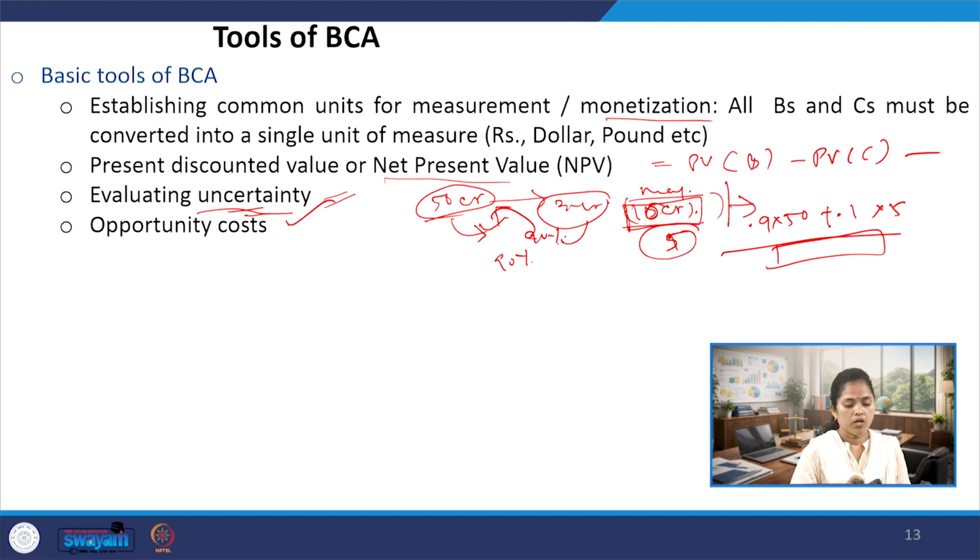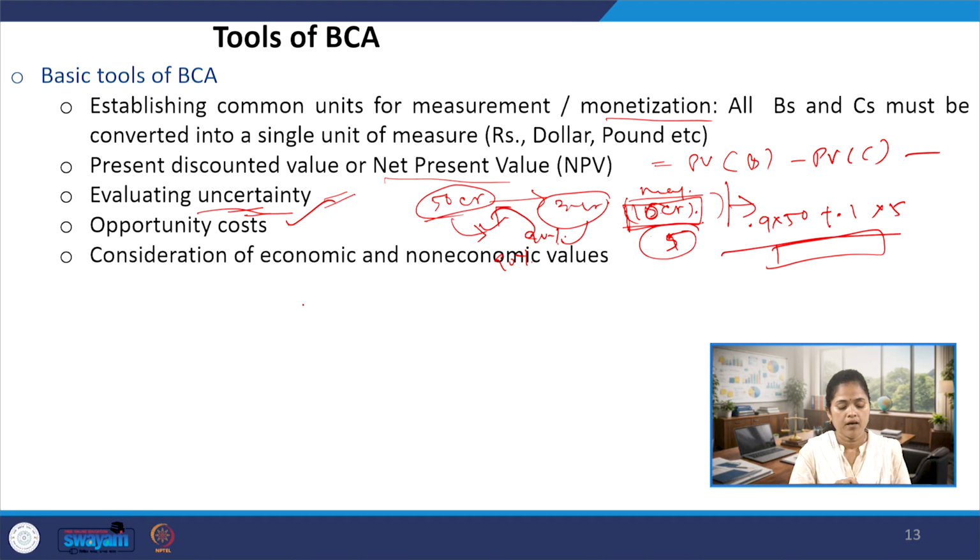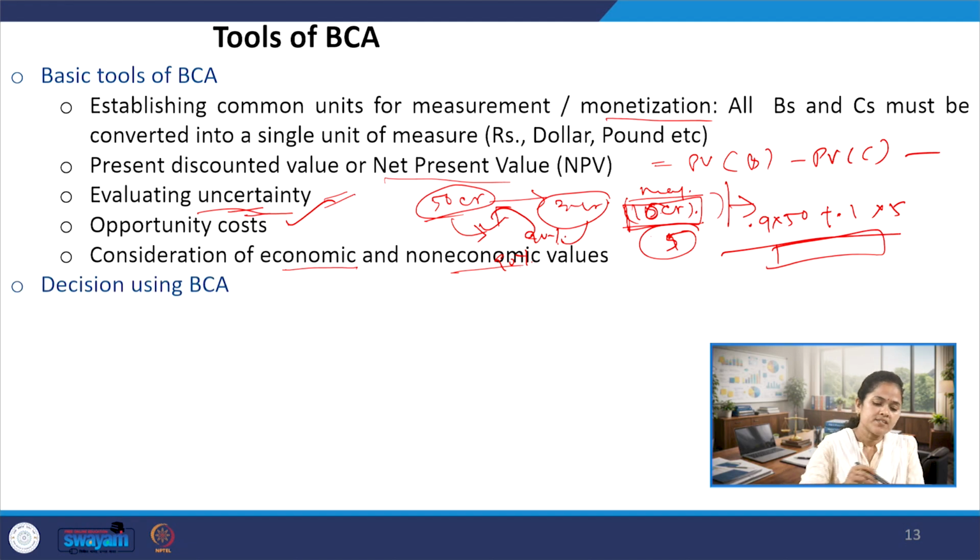Okay, and we have to take into account the opportunity cost of that said policy or project as well. And we have to consider the economic and non-economic values, because many of the benefits and costs may not be in economic units, rather they would be in non-economic values, like non-monetary values. Okay, so these are the basic tools of BCA.